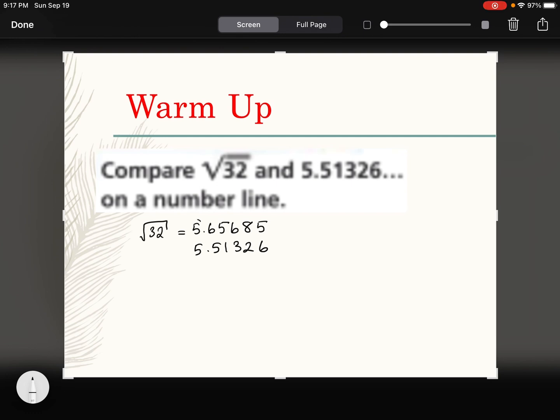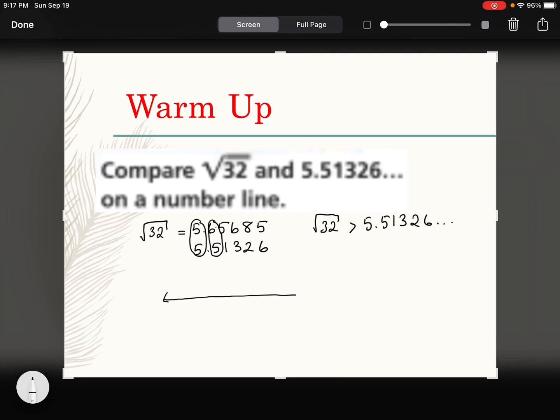So first we check the first digits, both same, right? 5. Then check the second digit, 6 and 5. So 6 is greater than 5, right? Which means square root of 32 is greater than 5.51326. So now we are going to put on the number line.